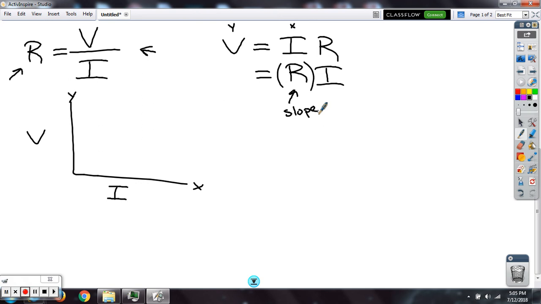because as long as the resistance is constant, then V would be proportional to I, so you'd get a straight line, and the slope would have to be equal to this resistance.